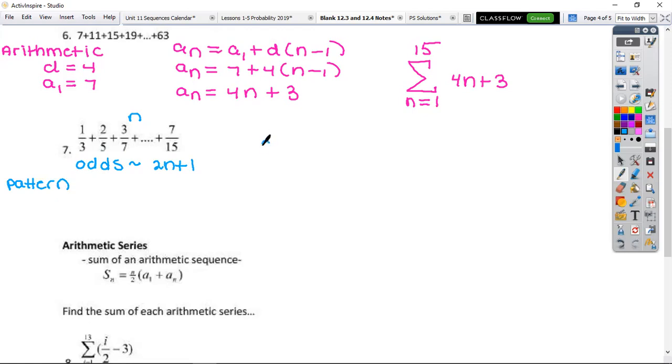So I go a sub n equal to, and my pattern is n divided by 2n plus 1. And then you're going to place it into your notation. So n divided by 2n plus 1. So this is n equals 1. This one's easy, goes all the way up to 7.